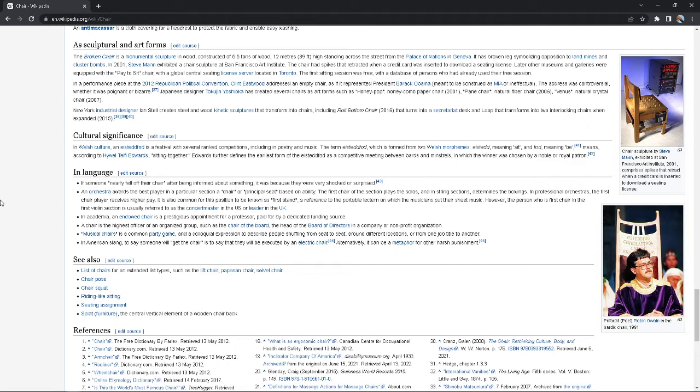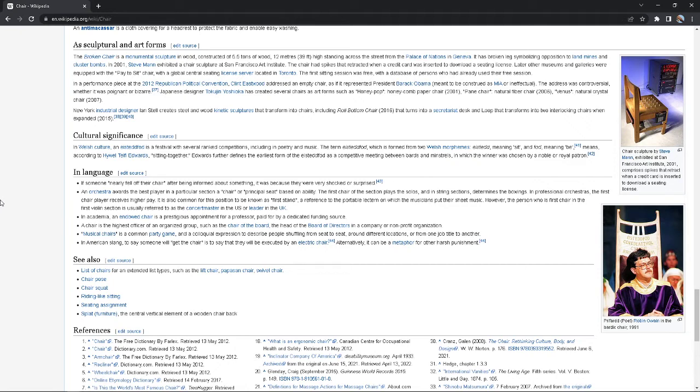In a performance piece at the 2012 Republican Political Convention, Clint Eastwood addressed an empty chair as if it represented President Barack Obama, meant to be construed as MIA or ineffectual. The address was controversial, whether it was poignant or bizarre.